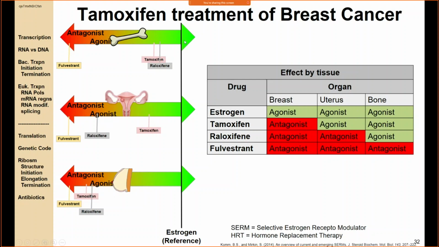So going to the right in green is an agonist. And here's estrogen as a reference, right? It's an agonist at about 100% for all of them. And in the bone and the uterus and the breast, where do these fall? Okay. And so they're all antagonists in the breast, you see. They're split in the bone and the uterus.